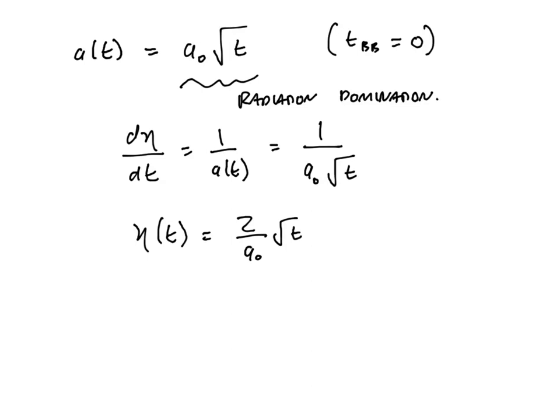Now why is this important? The important thing here is that notice that at t equal to 0, at the Big Bang, eta of t is finite. Okay? In other words, as you go all the way back in time up to the Big Bang, eta approaches a finite number, which in fact I have picked to be 0. Okay? So, what does that mean?